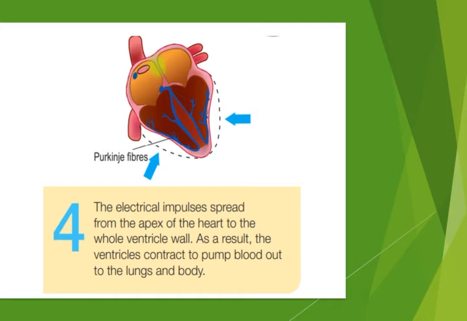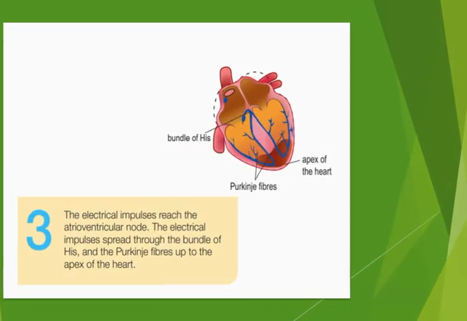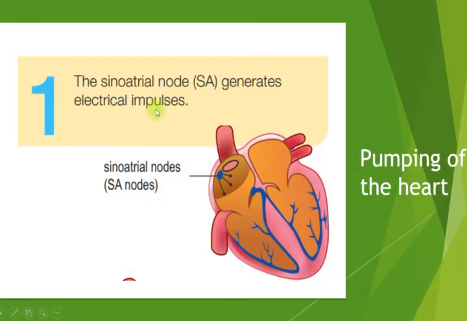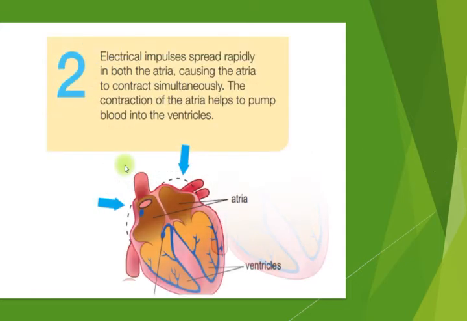It's starting from number one just now. It's starting from the SA node, which generates the electrical impulse. Look back at number one: starting from the SA node generating the electrical impulse, and then the electrical impulse spreads rapidly to both atria, and then it will cause the atria to contract and pump the blood into the ventricle.